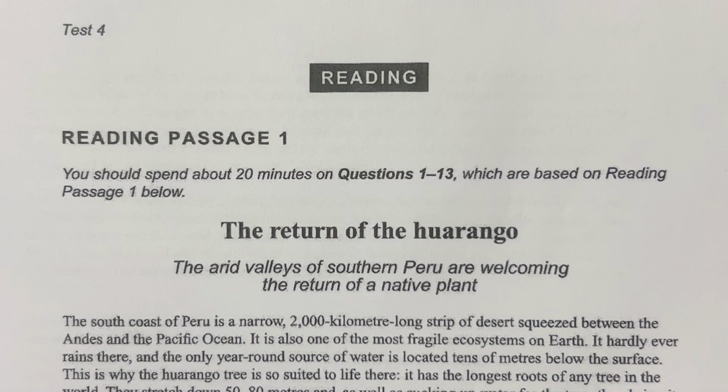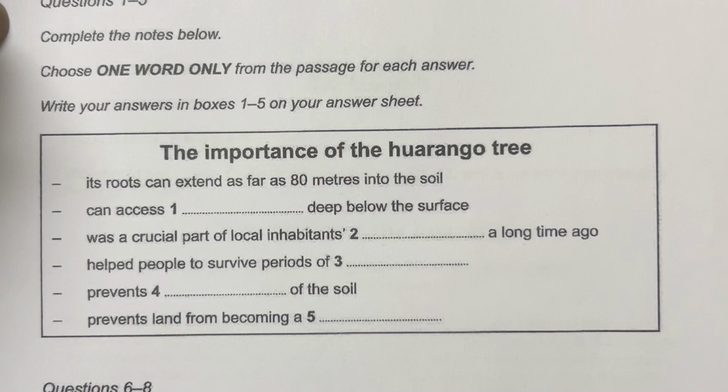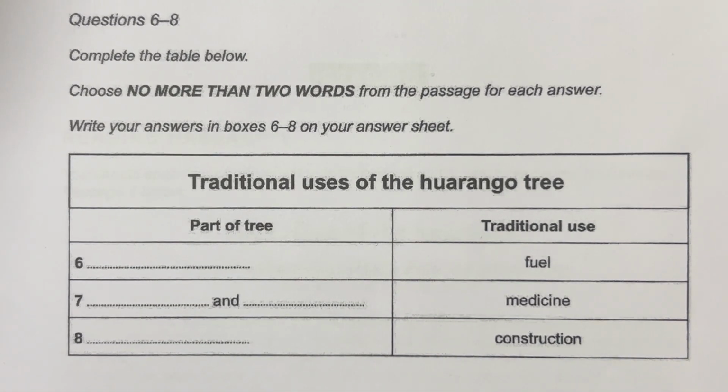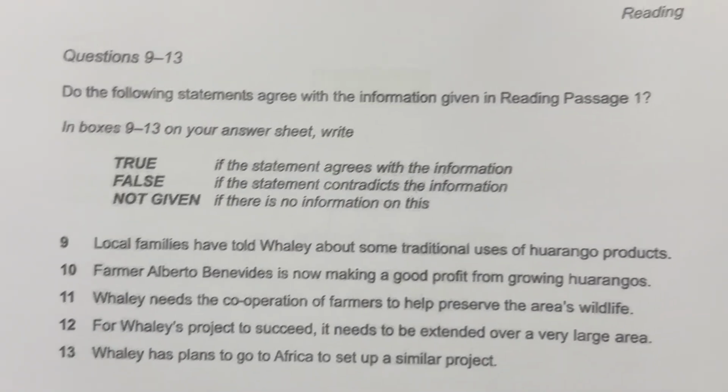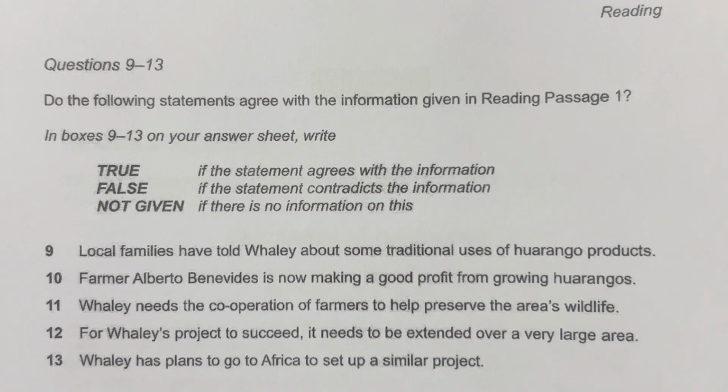Today I'll be discussing Cambridge 15 Test 4 Reading Passage 1 of the Academic Reading Module. The heading says The Return of Hurango. Let's look at the first set of questions now. Here we have the fill-ups, and then we have some more fill-ups in a tabular form, and then we have true, false, and not given. So without wasting any time, let's move to the first question.